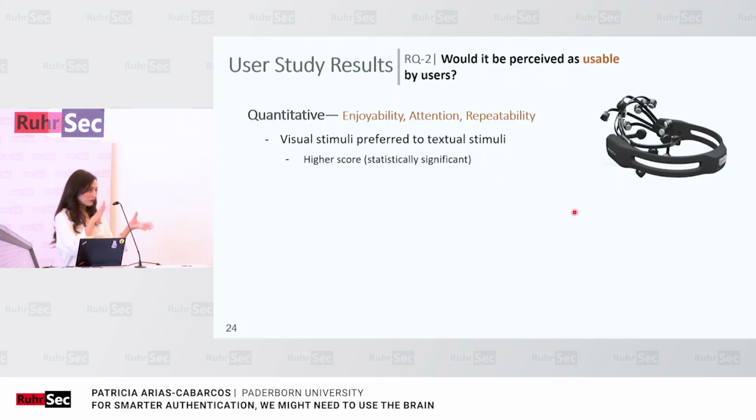And now the second part. So we have seen the security and the performance, and what about the usability? What do users think? Regarding the quantitative part, what we saw is that users prefer visual stimuli. It's nice to look at images, but they don't want to read or process textual stimuli. And this was statistically significant between different tasks.